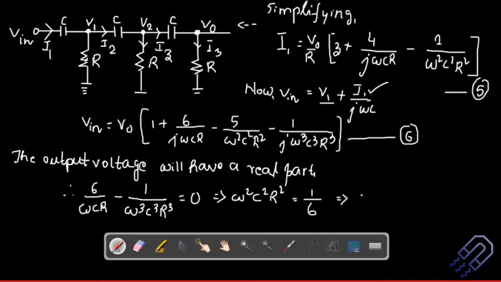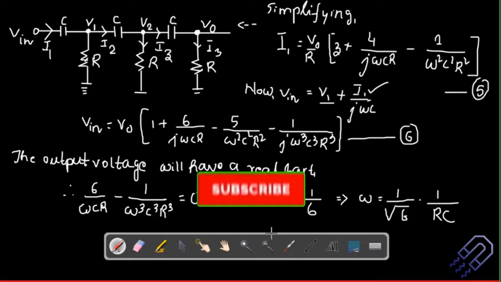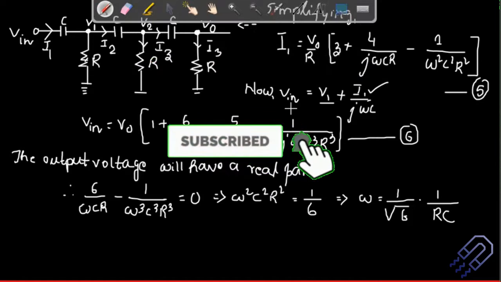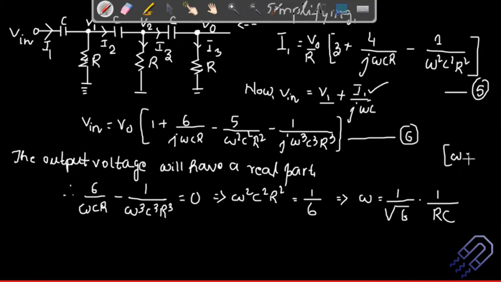So what you can say is that omega is equal to 1 divided by root over 6 into 1 divided by RC. So we have got one part, and you know what omega is? Omega is nothing but 2 pi f. That's the angular frequency. We are relating it with the linear frequency. So you can simply say that f is equal to 1 divided by 2 pi RC root over 6, and that's the frequency we are talking about.